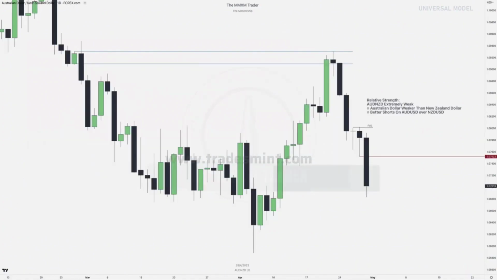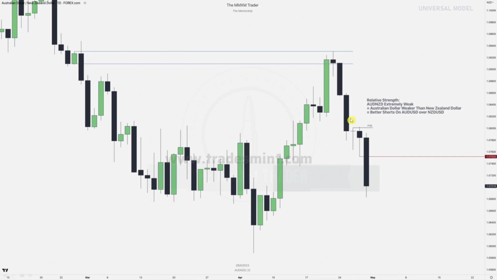So over here we've got an Australian dollar, New Zealand dollar daily chart, right? And this is going about relative strength analysis, right? So over here, if we want to trade AUD USD, for example, or NZD USD, we go to Australian dollar, New Zealand dollar to see which one is more weak or which one has more strength.